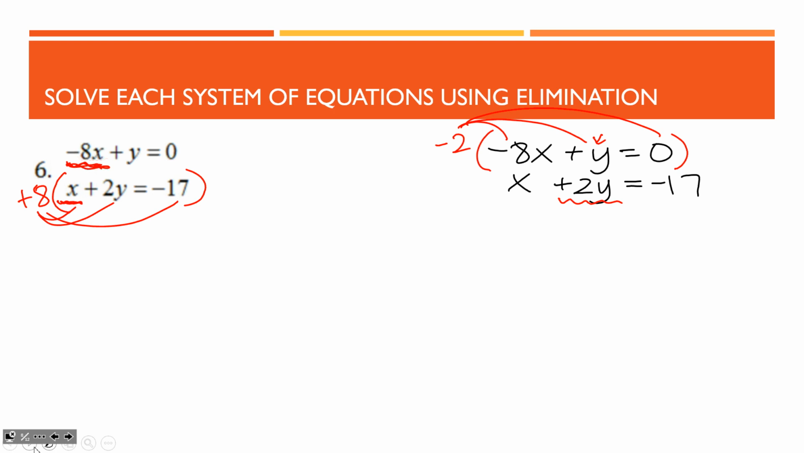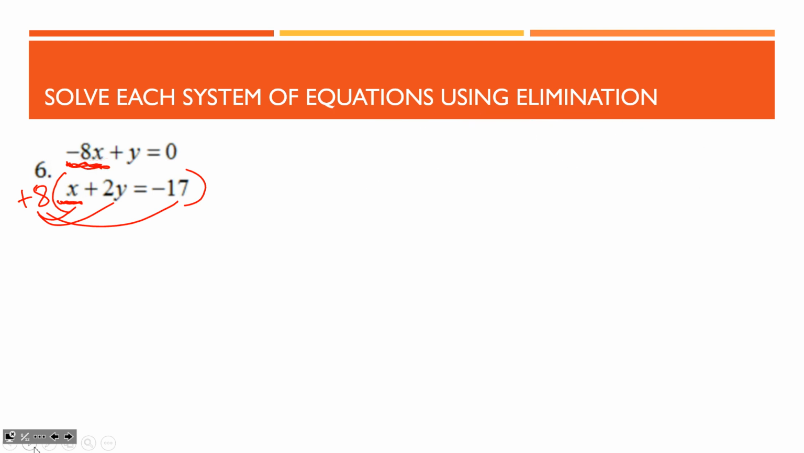All right, because I started with the 8 over here, I'll erase that and go with this. So I'm going to multiply the bottom equation by positive 8. So 8 times x is positive 8x. 8 times 2y is 16y. And I've got to grab my calculator. 8 times negative 17 is negative 136. Use your calculator if you need to.